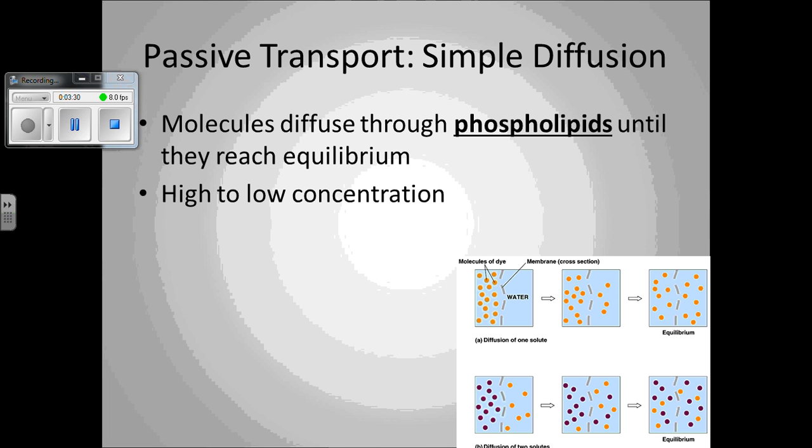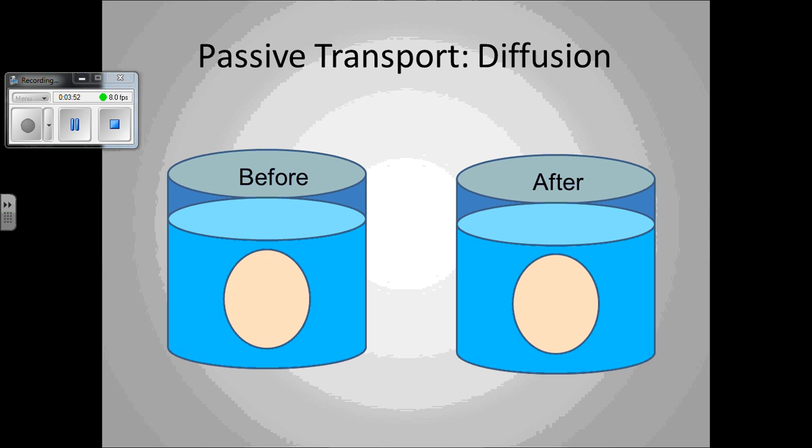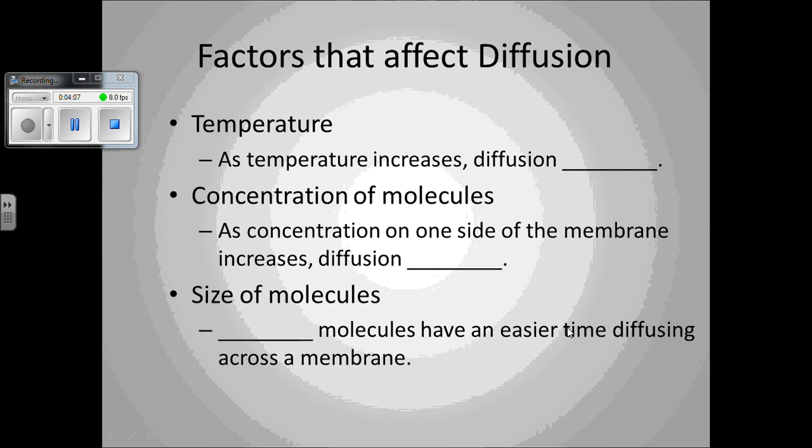Again, they're moving, when I say they, I'm talking about molecules, from high to low concentration, a crowded to less crowded. That's what high to low means. And the molecules must be small enough to pass through these proteins. They must be neutral or polar. And examples are like carbon dioxide, which we breathe out, and oxygen, which we breathe in. Here's an example of passive transport and diffusion. Before, things are moving in and out, and after, things are moving in and out until equilibrium is reached. That's why you don't see the egg getting bigger or smaller, because equilibrium in diffusion is always reached.